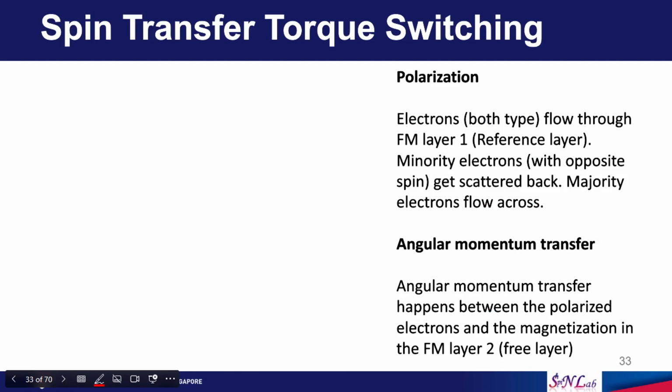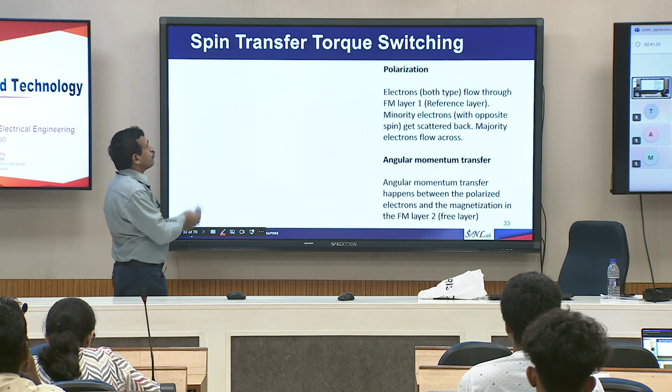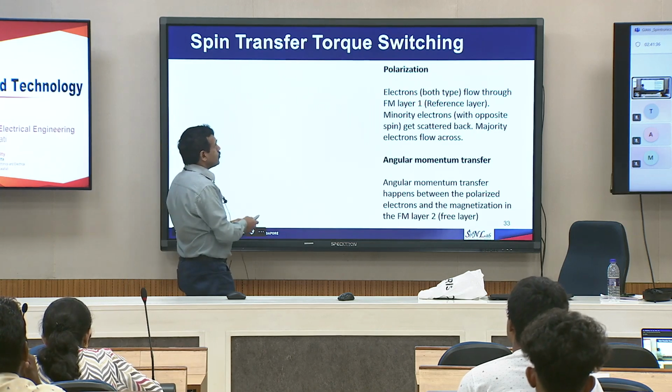First concept is polarization. That means, when we send electrons through a certain ferromagnetic layer, the electrons with the magnetic moment opposite to the magnetization will get scattered back, and the electrons with the magnetic moment parallel to the magnetization will flow across. That is the polarization concept.